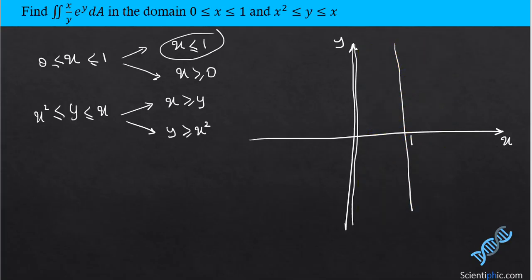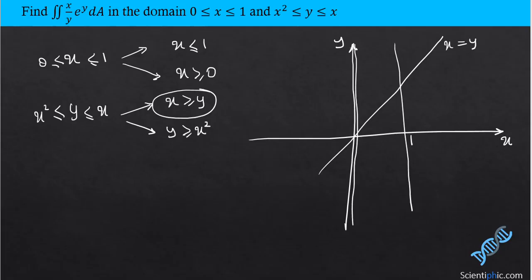Now let's draw the two other lines. X has to be greater than or equal to y. So to do that, first we draw x is equal to y. This is x is equal to y. And we know that at this point, x is equal to y. On the right side of this, x has to be greater than y. So it shows us that we are interested in this region here. But we are gonna draw it later.